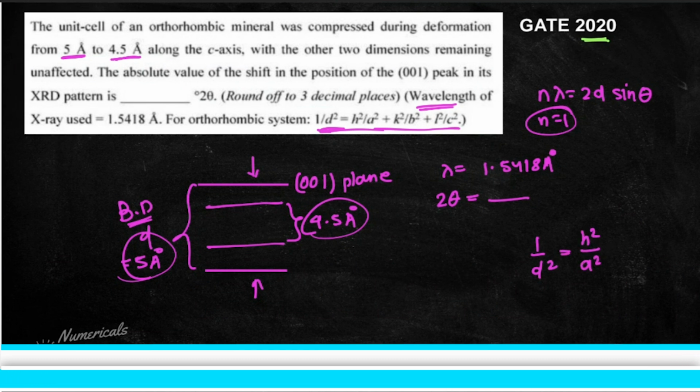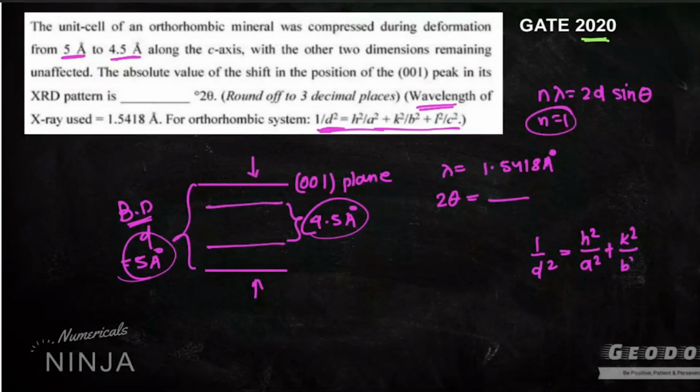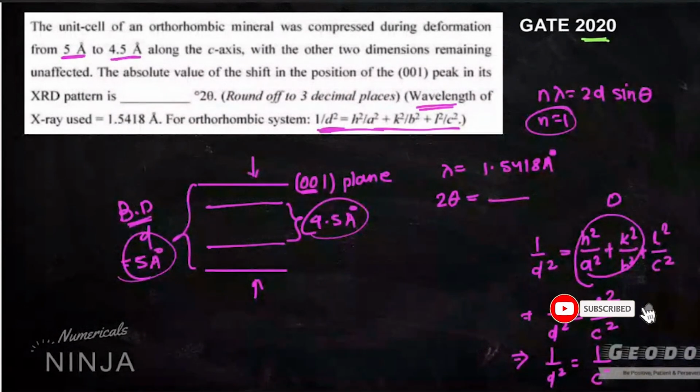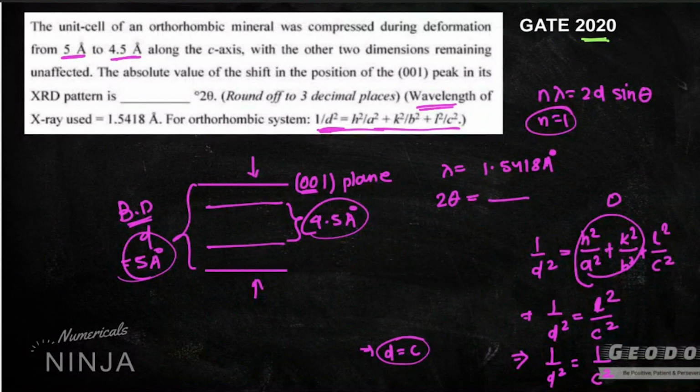1 by d square is equal to h square by a square plus k square by b square plus l square by c square. Look, what are h and k here? 0. Okay? h and k are 0. So what will this be in total? 0. Okay? So 1 by d square is equal to l square by c square. And what is l here? 1. So 1 by d square is equal to 1 by c square. So d is equal to c. What is c? c is your lattice constant, but that is not required here. If it were asked what the lattice constant is, you would use this equation.